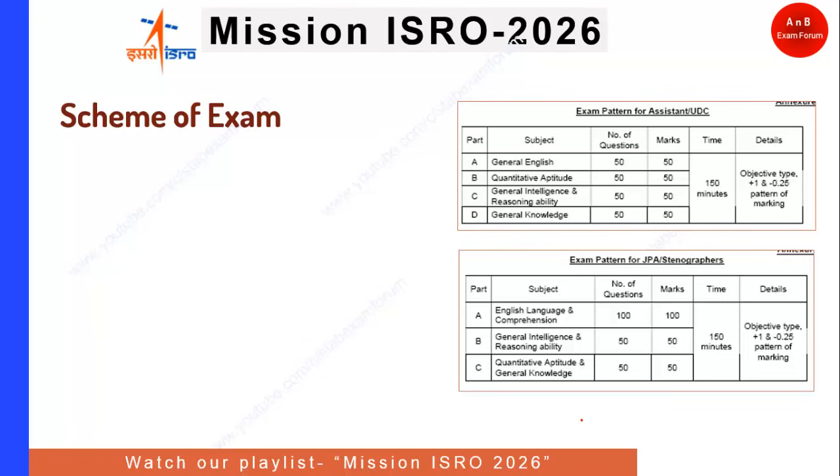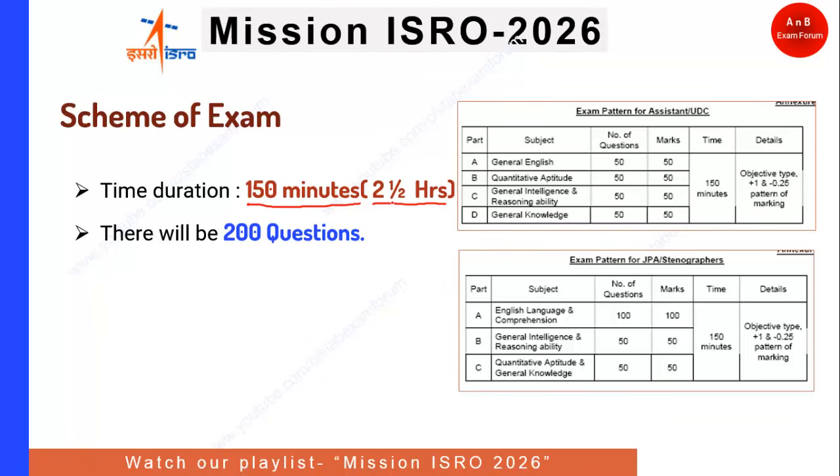So the first is the scheme of the exam. Students, you should know that the time duration for this exam this time is 150 minutes, that is 2.5 hours. Last year it was only 2 hours, now they have increased it to 2.5 hours. Afterward, you should know that there will be 200 questions. And there will be 4 parts for Assistant and UDC, and if you have applied for JPA and Steno, there will be 3 parts.